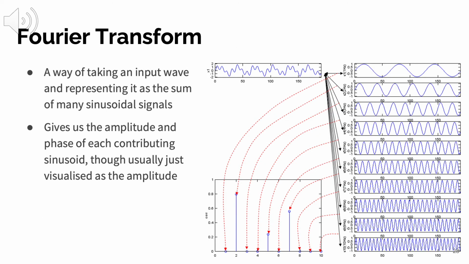Hands up if you know what a Fourier transform is. All right, that's most of you. It's more or less a way of taking an input wave, breaking it up into a bunch of sinusoids, and then representing their relative amplitudes to one another. You can see it visualized over there. We take the input wave, break it up, and then say, okay, this wave over this period of time is made up of these sinusoids added together.